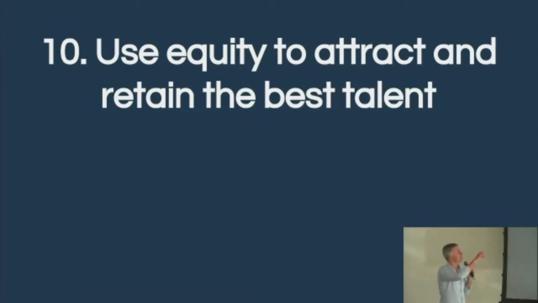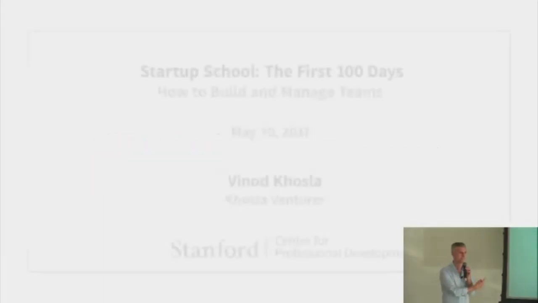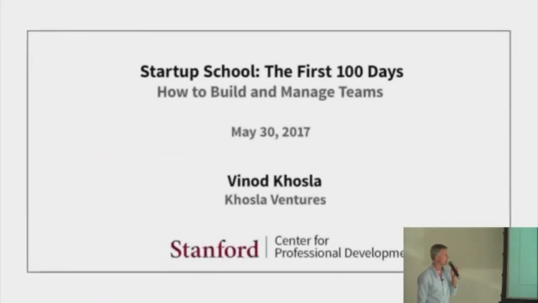But tip number 10, you want to use equity to attract and retain the best talent. And so if everyone has a low percent ownership, that basically encourages people to stay for a while and then leave. So you're self-selecting for mediocrity. And Vinod Khosla, the founder of Sun, can say this better than I can, so I'll let him talk.